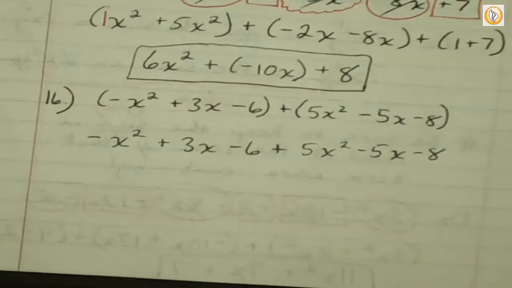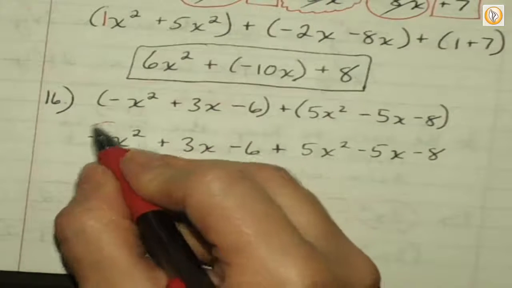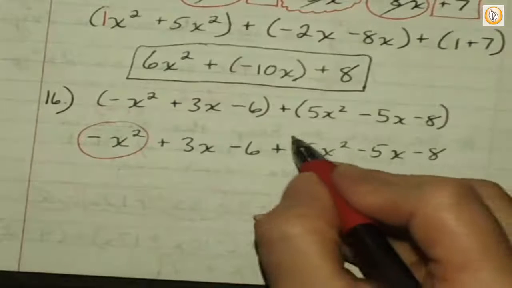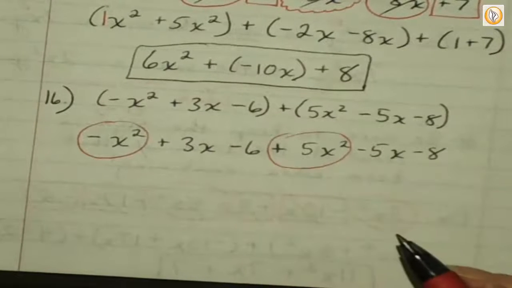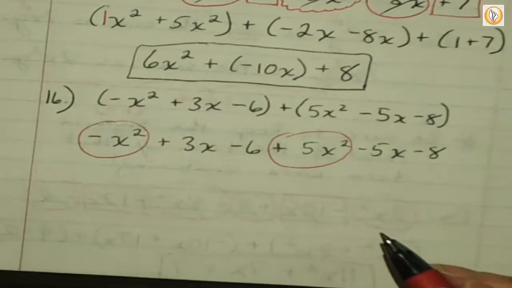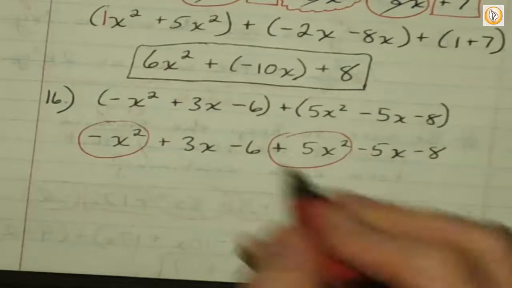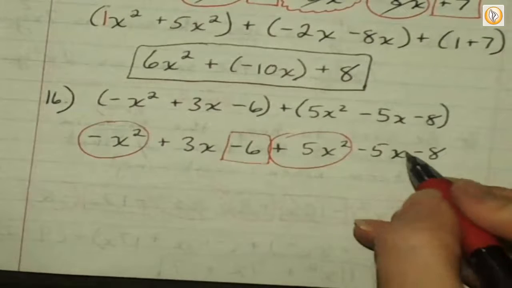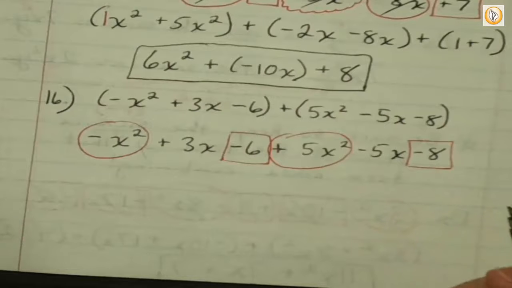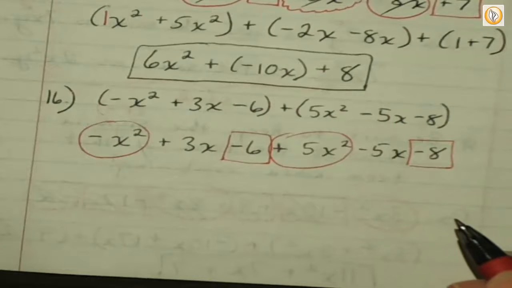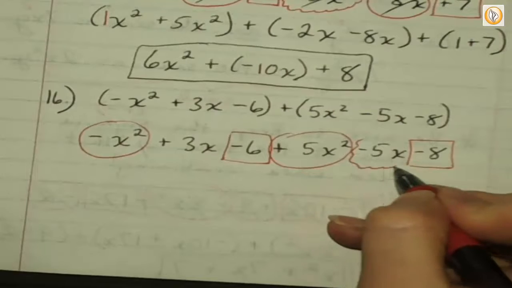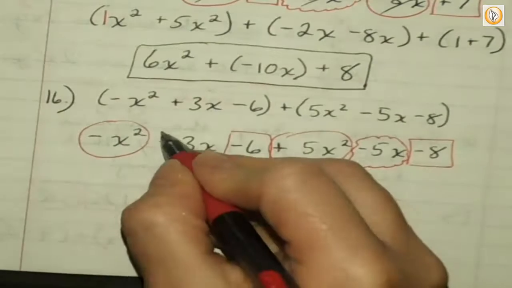All right, Cecilia, tell me what my like terms are. Negative x squared, positive 5x squared. All right, good. Any more? Minus 6, minus 8. Or negative. It could be, that's fine. Negative. And negative 5x and positive 3x.